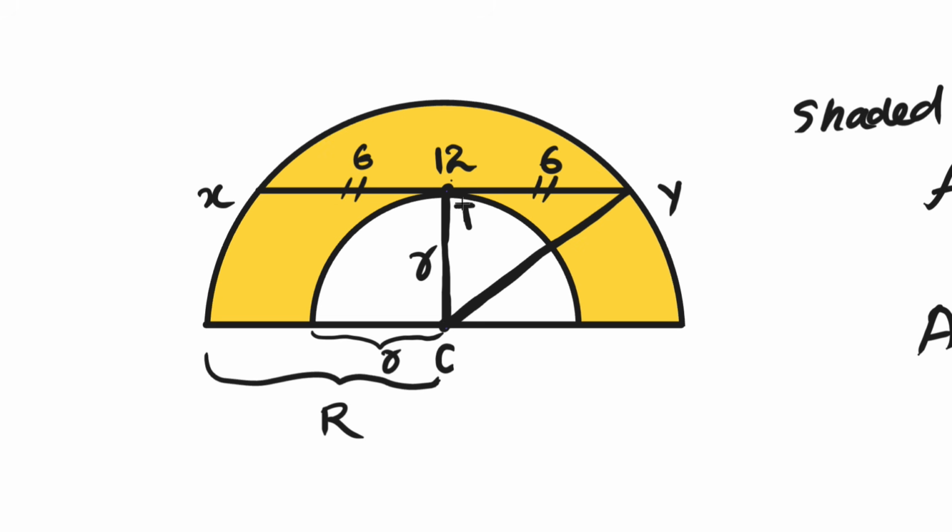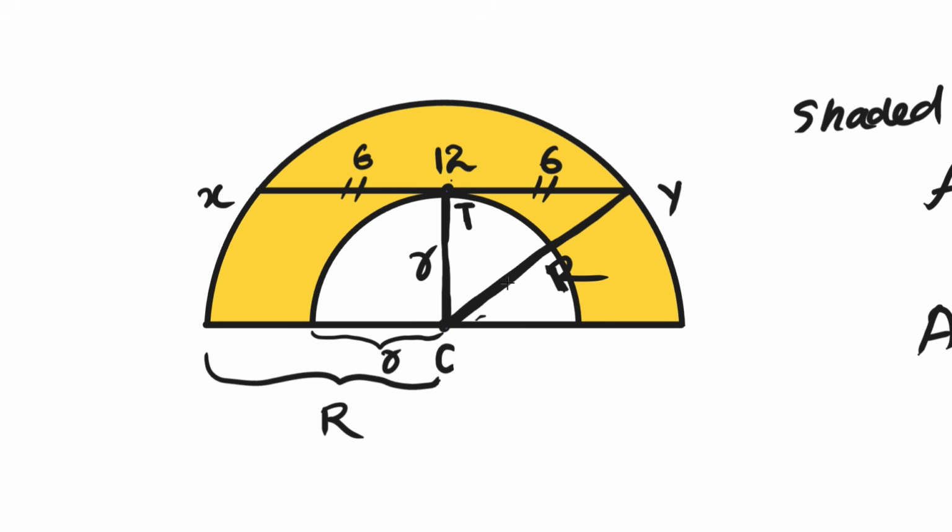Now let's focus on the right triangle CTY. We already know that CT is the radius of the smaller semicircle, so CT equals lowercase r. We also know that TY equals 6 units. And what about CY? Since Y lies on the larger semicircle and C is its center, CY is the radius of the larger semicircle. Therefore, CY equals uppercase R. So inside this right triangle, we have one leg equal to lowercase r, another leg equal to 6, and the hypotenuse equal to uppercase R.